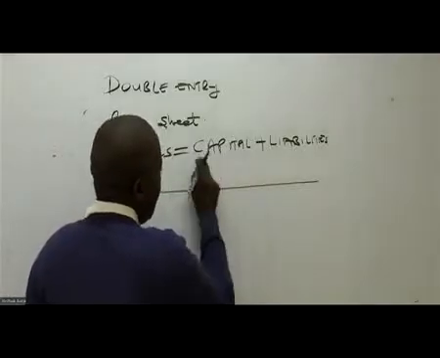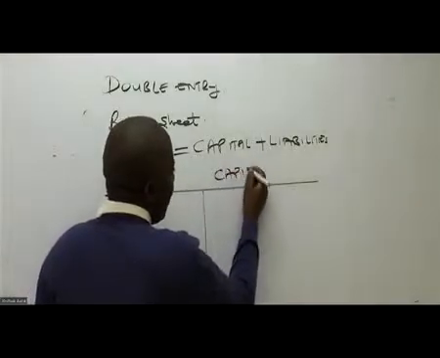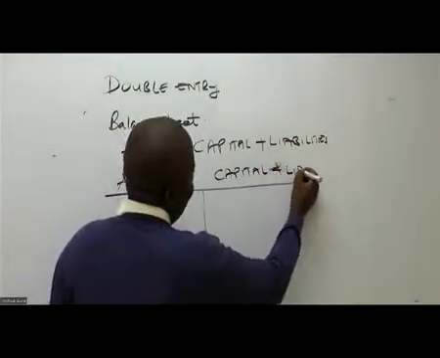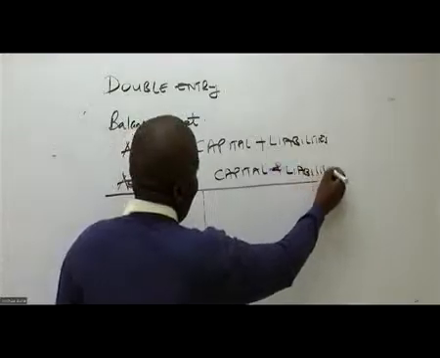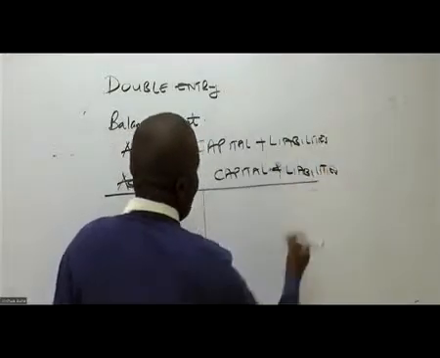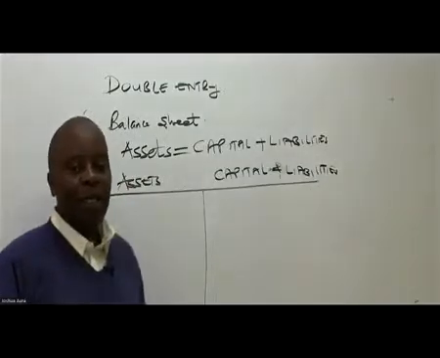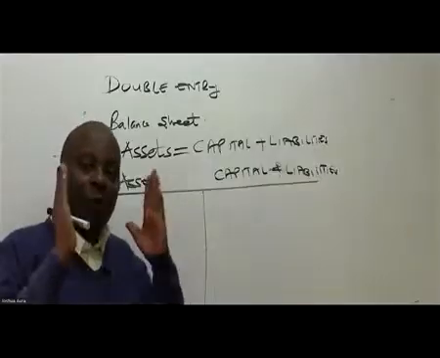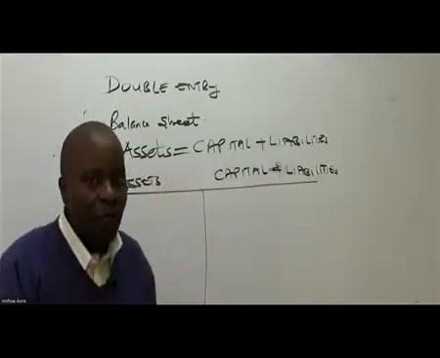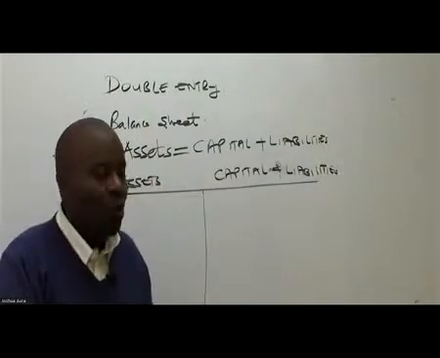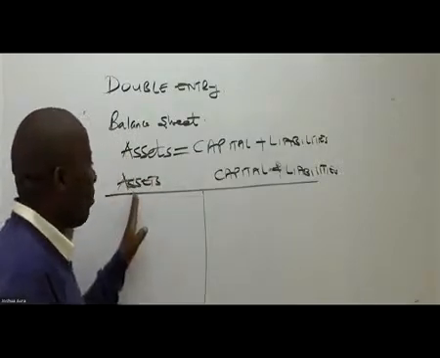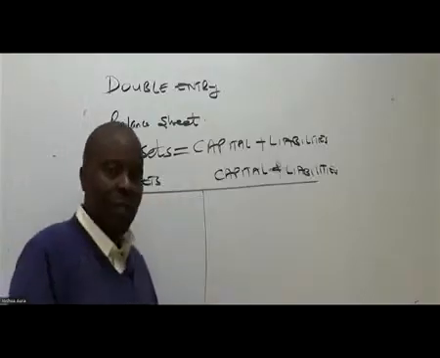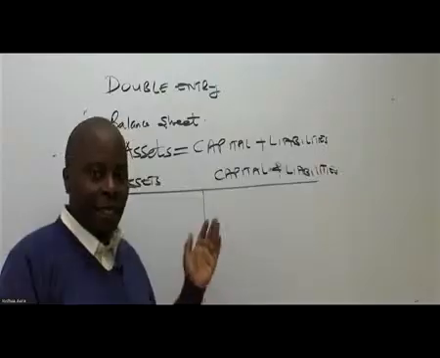and then on the other side, to balance our equation, we used to have capital and liabilities like that. So anytime we procured an asset, for example a motor vehicle, which is our asset, we shall put it here. And then we ask ourselves, how was this asset financed?